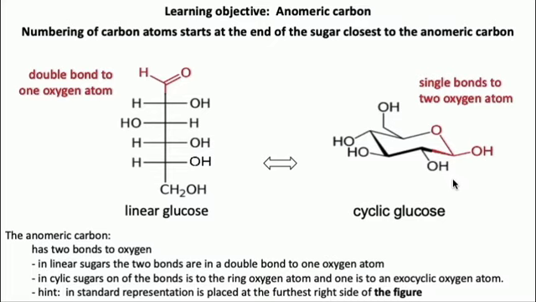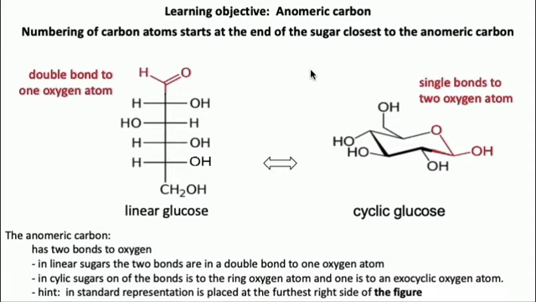So that's also a clue, but always look for it being next to the ring oxygen and having two bonds to oxygen atoms. And now that we can see how the ring formed, will you number the carbon atoms first in linear glucose and then also in cyclic glucose? Please go ahead and do so.